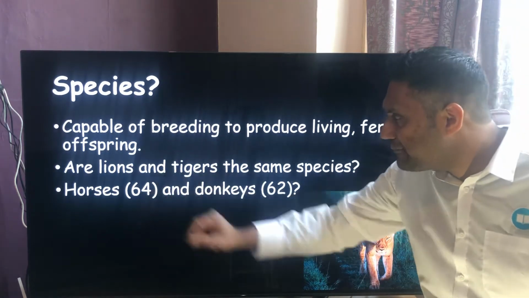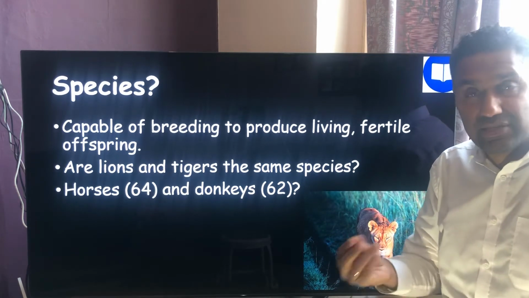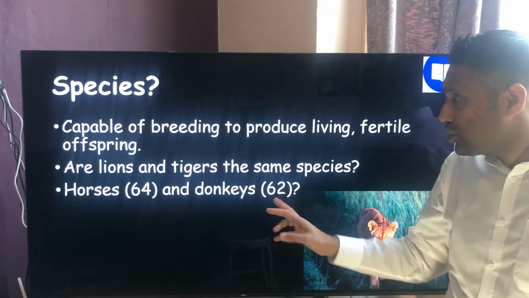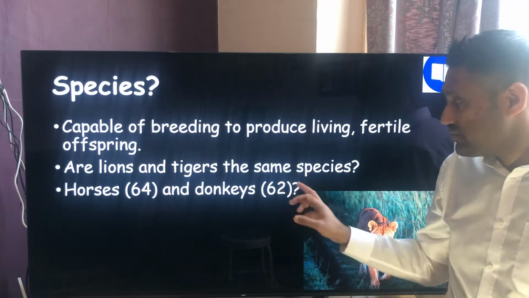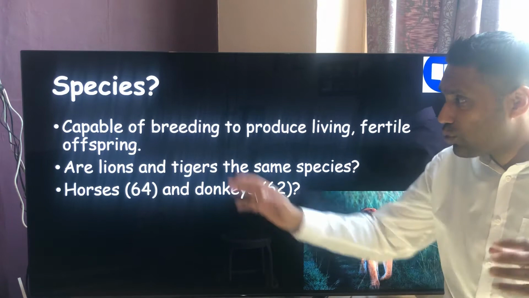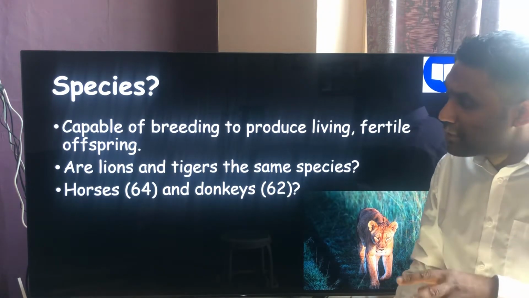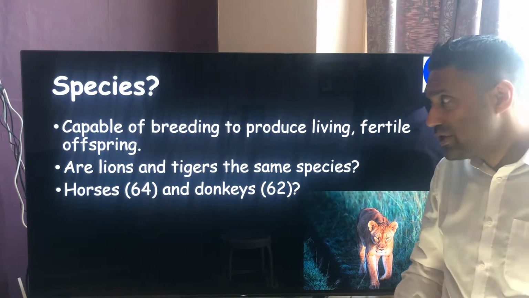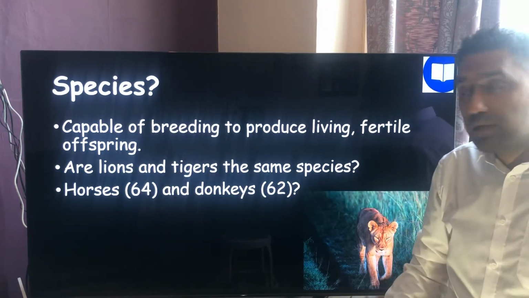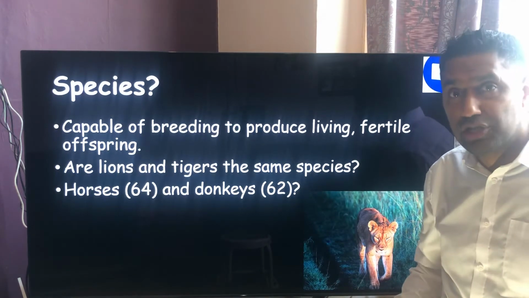Well, if I look at the diploid number of chromosomes in the somatic cells, and when I say somatic, I mean the body cells, not the gametes, the horse has 64 chromosomes. The donkey has 62 chromosomes in its body cells. However, let's say the horse is the dad and the donkey is the mum, the horse will produce sperm. The sperm will have the haploid number of chromosomes. So instead of 64, it'll be 32. However, the donkey's haploid number will be 31.